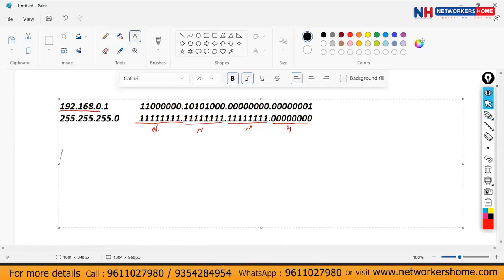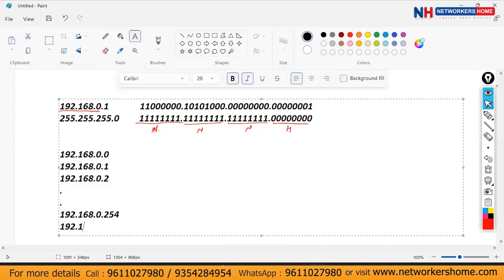So if I want to write the first address, my network part is going to remain the same, 192.168.0. Now for writing the first address, I'll take my host part to minimum. So what is the minimum value? 0. Then the second address would be, again, my network part remains the same. It will be 1. Similarly, 192.168.0.2. And in the same way, 192.168.0.254. And the maximum value can be 255.